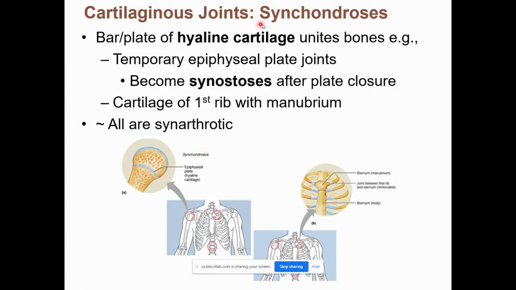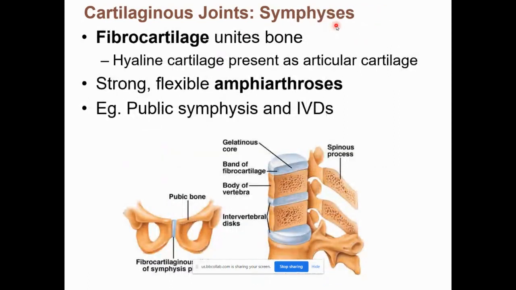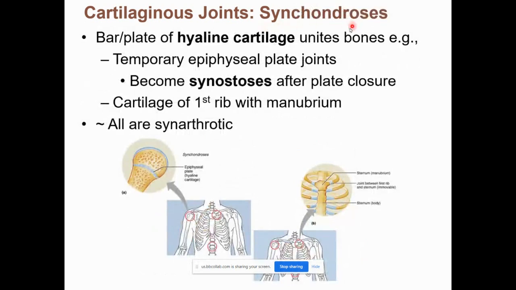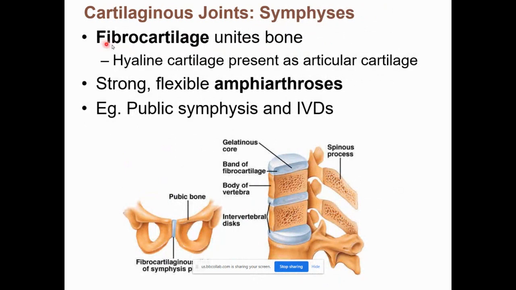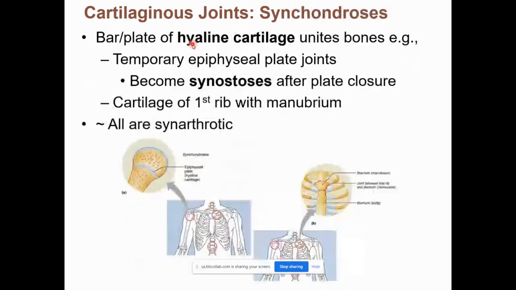So the difference between the synchondrosis and the symphysis is, in the synchondrosis we're dealing with hyaline cartilage, and in the symphysis we're dealing with fibrocartilage. So that's your important distinction, the type of cartilage, which makes it a symphysis or a synchondrosis. So the synchondrosis with the hyaline cartilage is rare.